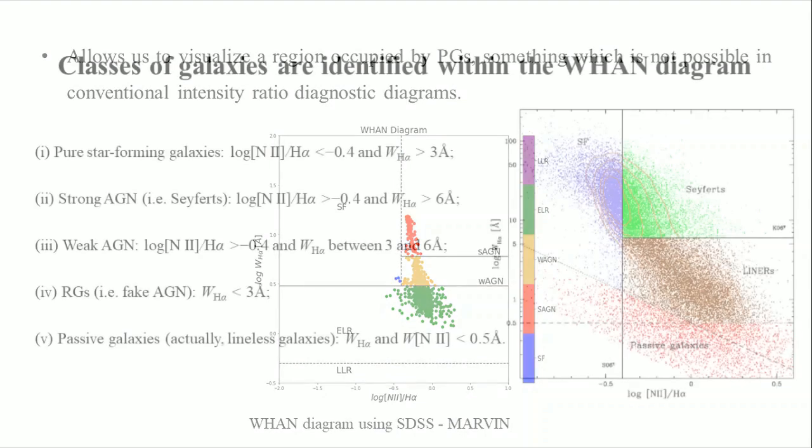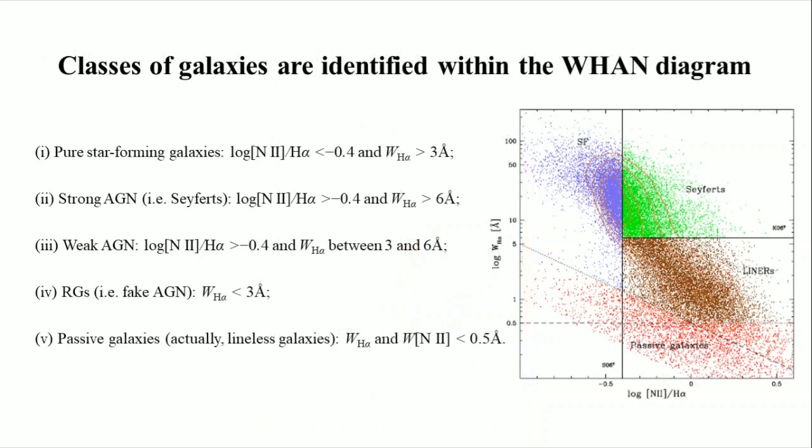So you classified them based on these log N2 by H alpha values. You'll be familiar with this because you did it in the exercise. After this, we'll try to understand what is the significance of these values on the basis of which we put them into these classes, and how do we justify it.